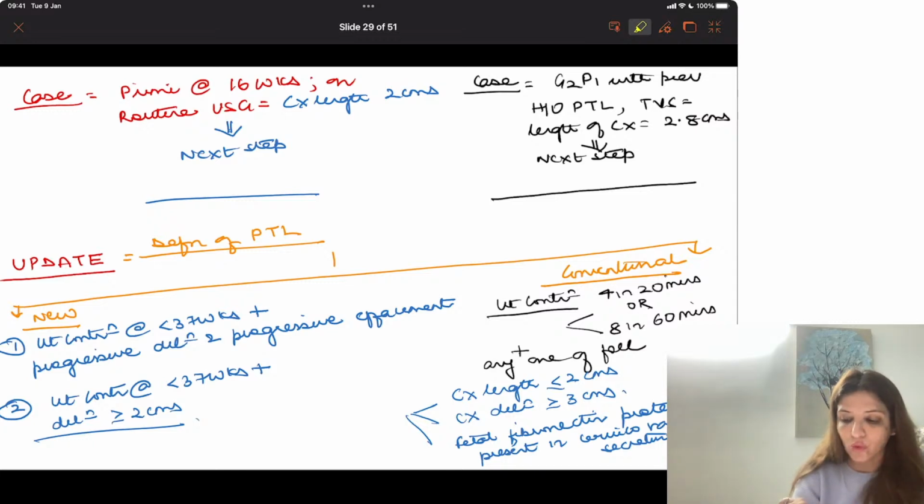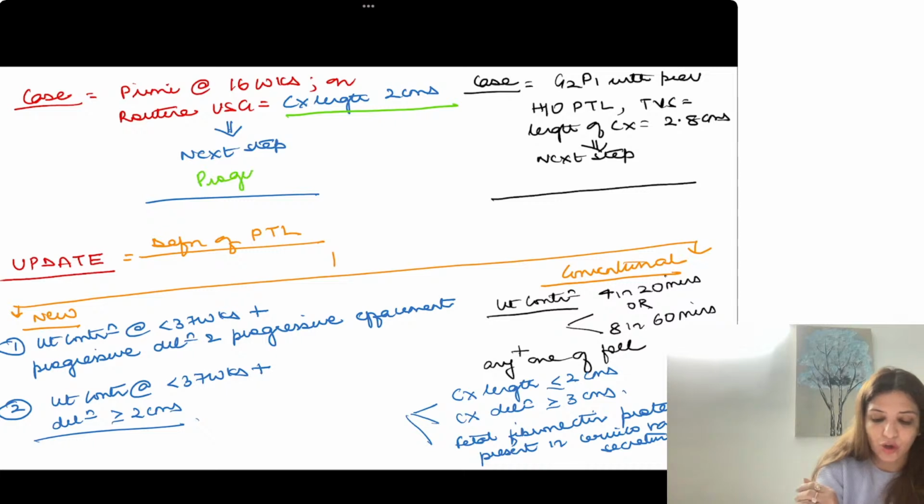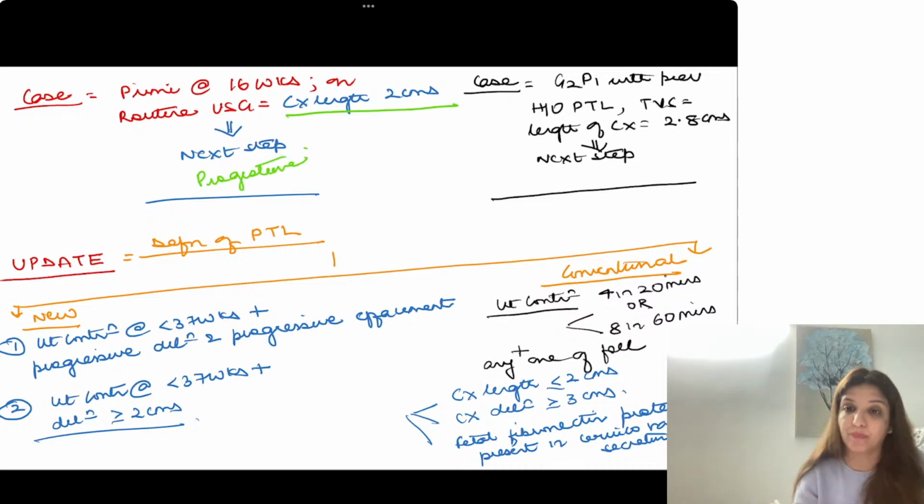Next case, suppose your question says there is a primigravida at 16 weeks of pregnancy, and on routine ultrasound her cervical length is 2 centimeters. They ask you what is the next step. Now this patient doesn't have any previous history of preterm labor. Because of that, I will not say that the next step is cervical cerclage. In this case, because cervical length is 2 centimeters, in other words, there is a risk factor for preterm labor, my next step becomes progesterone. Whenever there is a risk factor for preterm labor, your next step is progesterone.